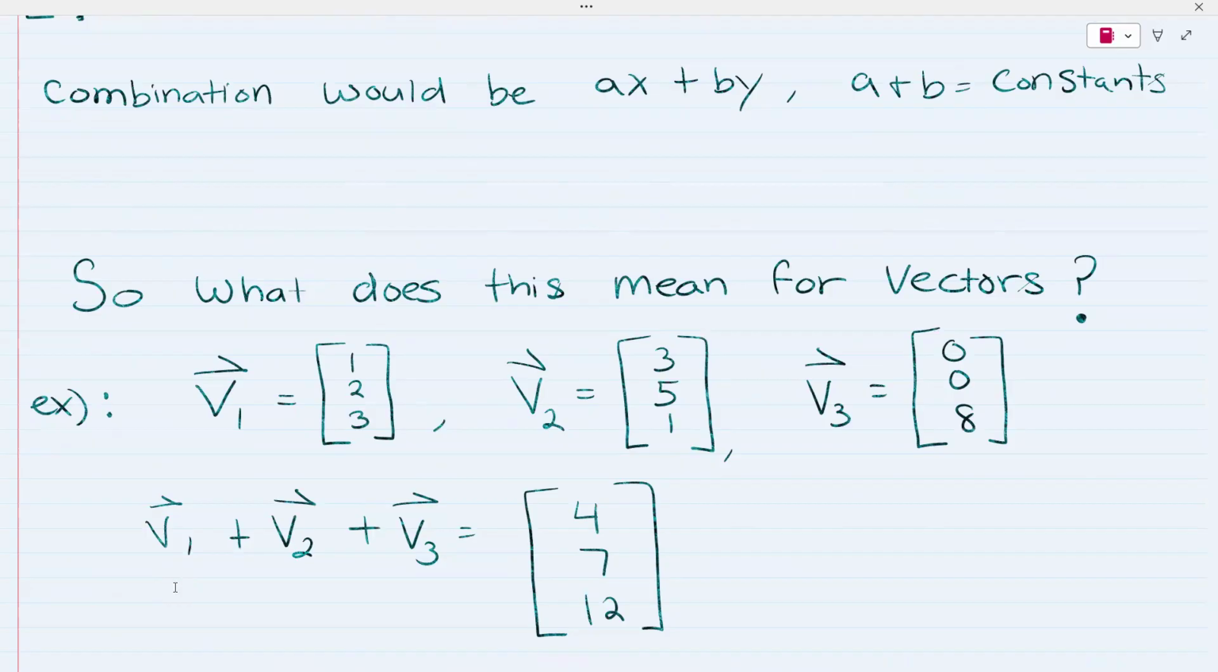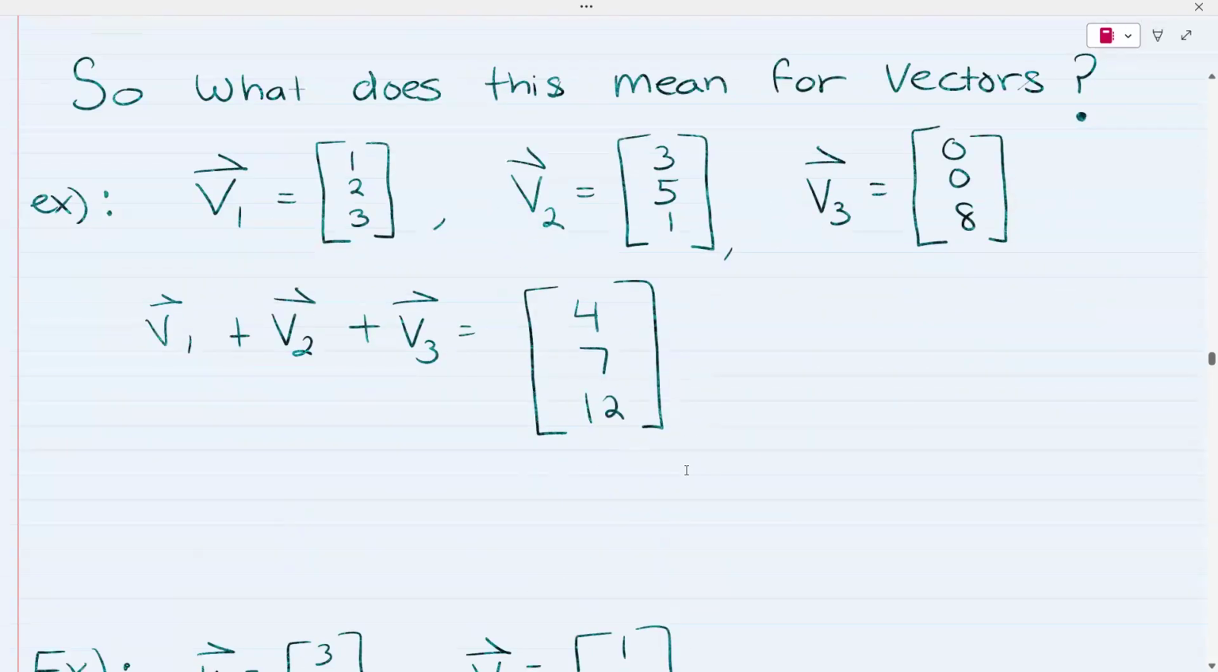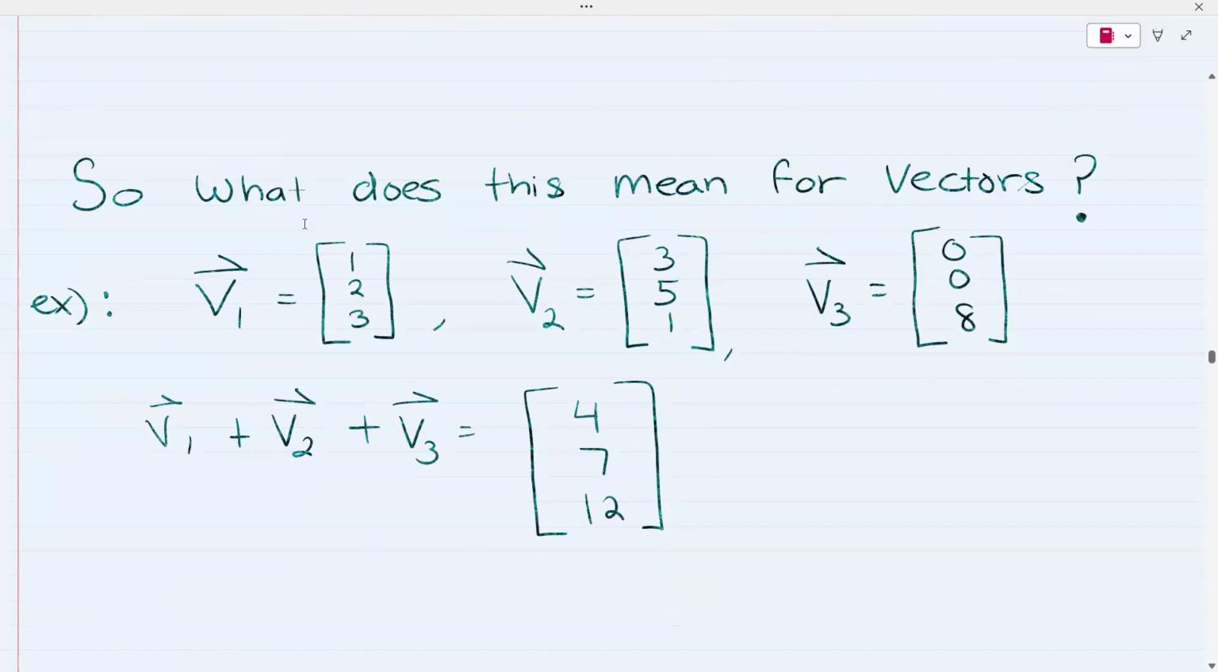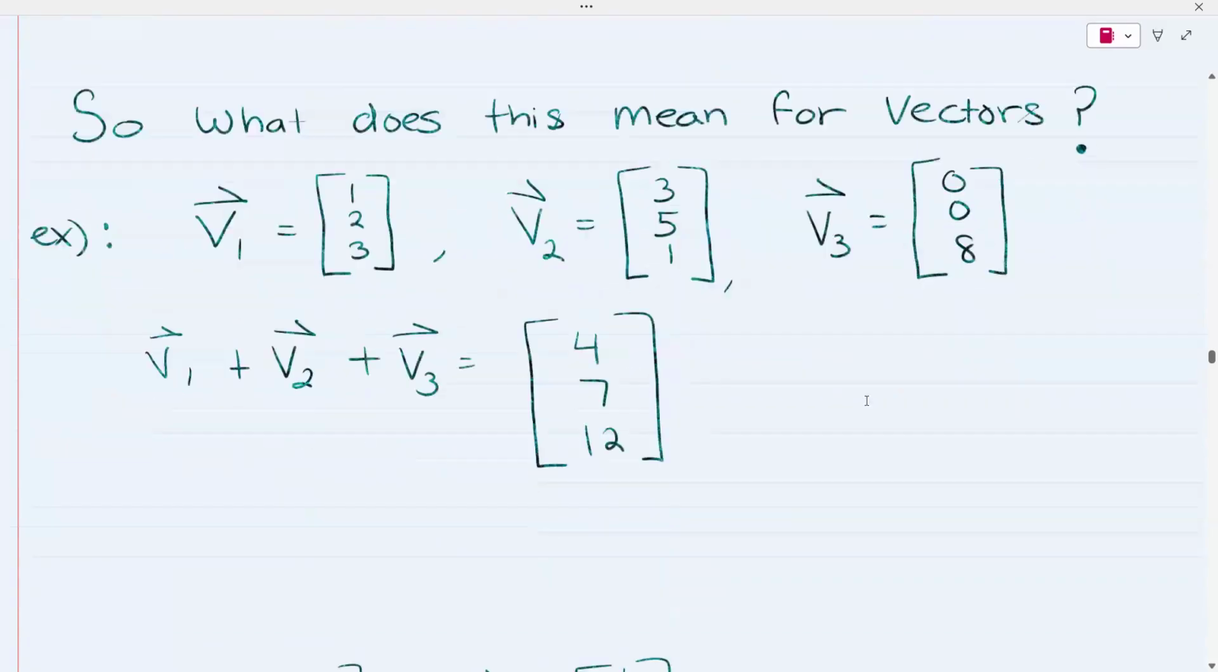So you have vector 1, which is 1, 2, 3. Vector 2 is 3, 5, 1. And vector 3 is 0, 0, 8. If you add them up, just because you can add them, they're the same size. So 1 plus 3 plus 0 is 4. 2 plus 5 is 7 plus 0 is 7. 3 plus 1 is 4 plus 8 is 12.